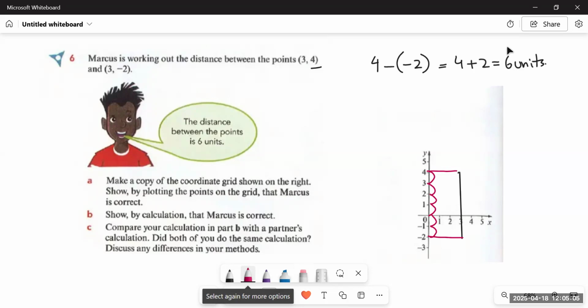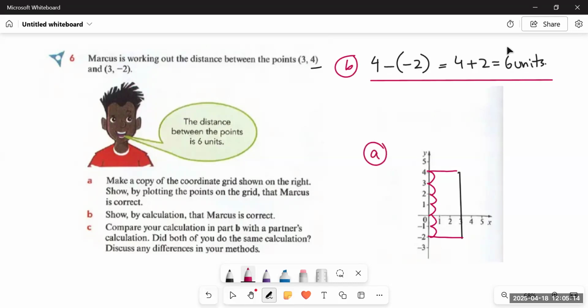Show by calculation that Marcus is correct. So we have already calculated it, and over here, this is part A and this is part B. Compare your calculation in part B with your partner, and you have to show that the calculations that you have done are same.